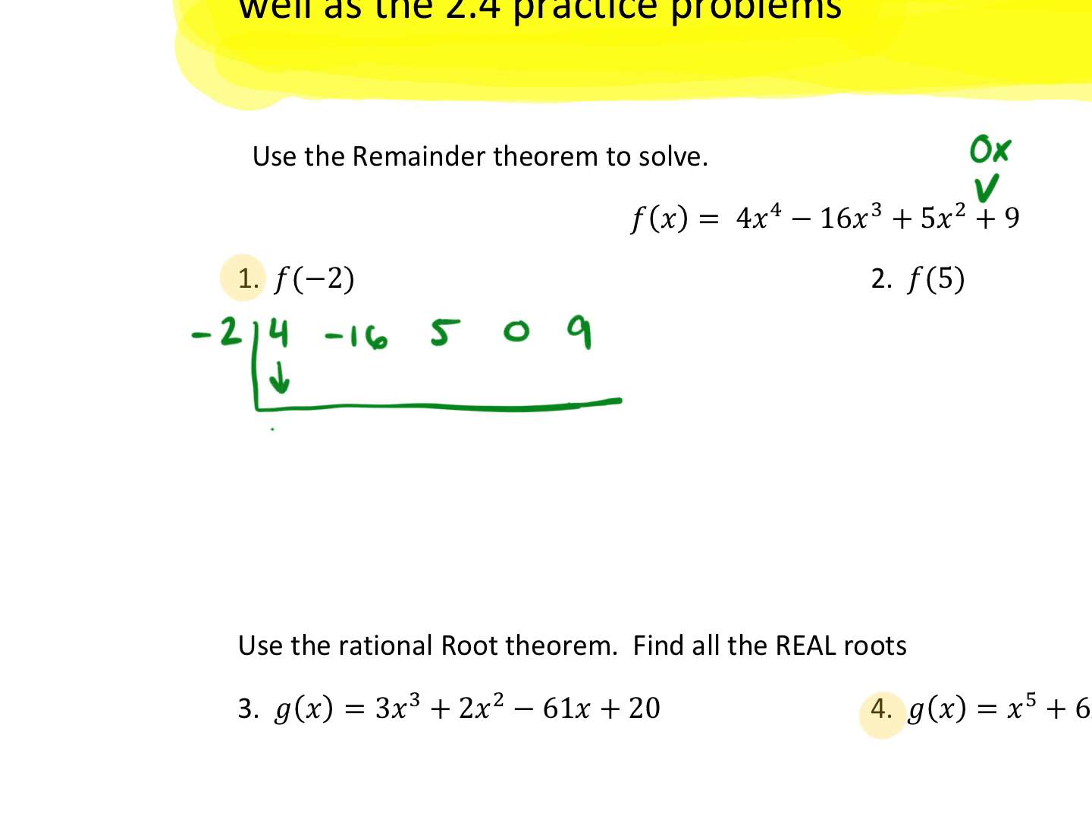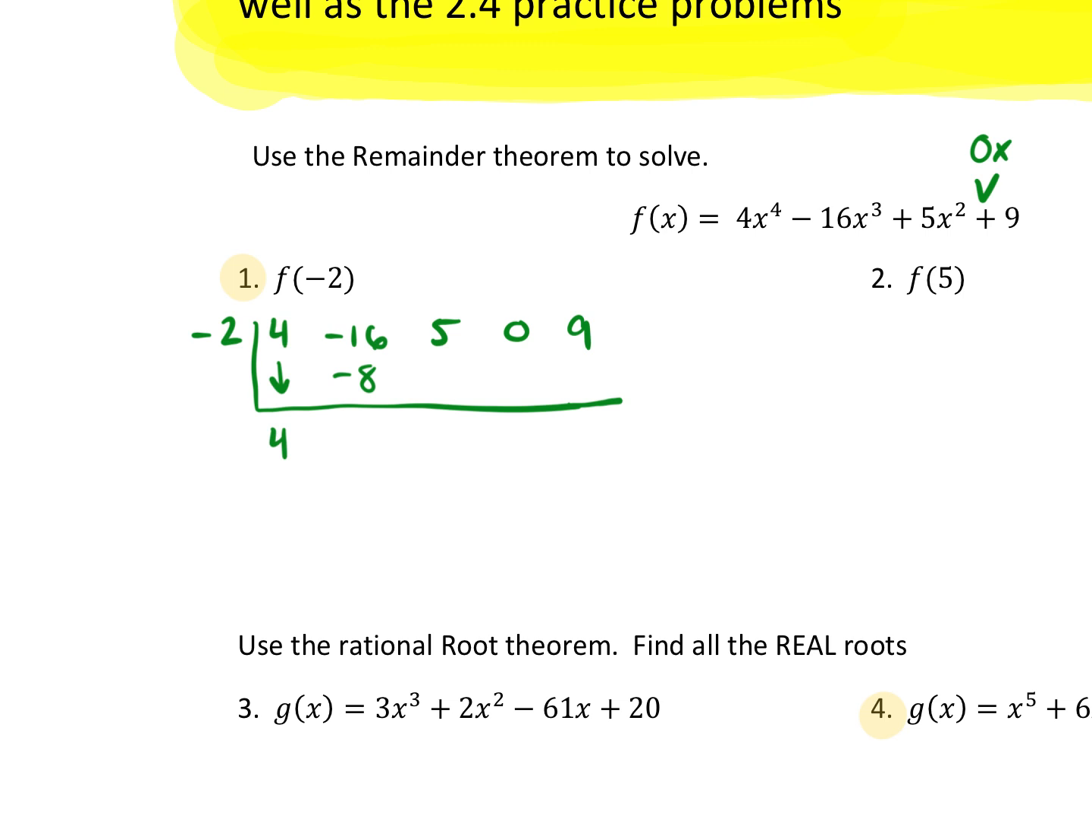So we're going to start by dropping down the 4, multiply on the outside. Be careful with the math that you're doing inside. Just be careful with your signs, be careful with your addition. The other common mistake that people would make with this type of question is they messed up a sign and it threw off the whole answer. So -2 times 4 would be -8.